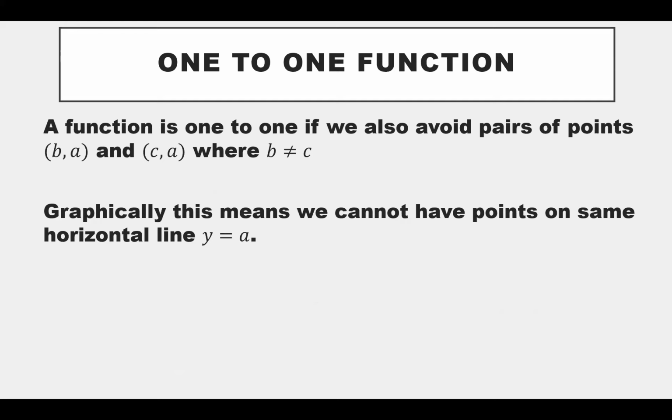Now, one other concept is something called a one-to-one function. A one-to-one function is a function which avoids pairs of points with different inputs and the same outputs. So graphically, a one-to-one function is one where you don't have points on the same horizontal line.